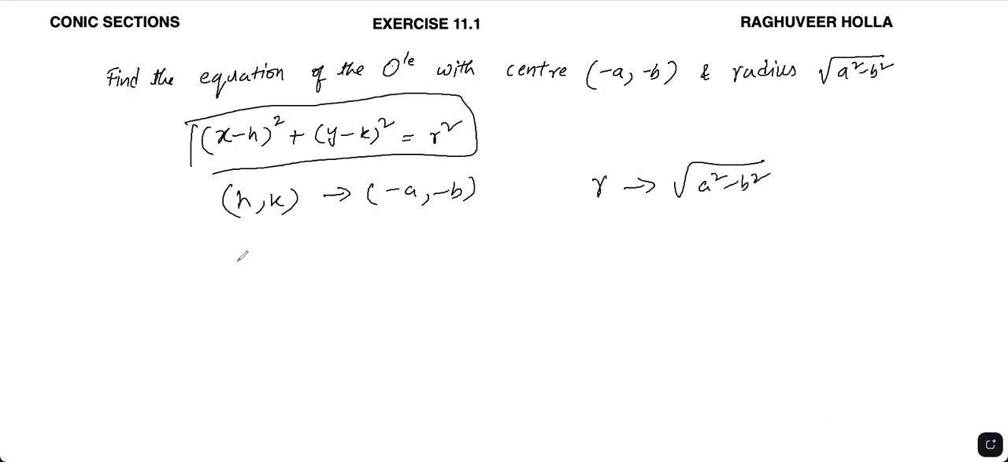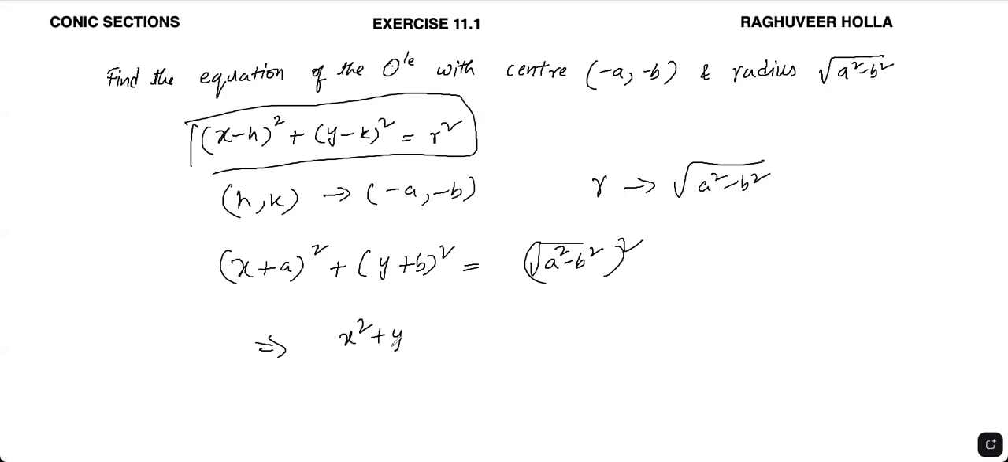So when you substitute it, this is minus of minus, so this will be plus a: (x + a)² + (y + b)² = (the square root of a² - b²)². When you try to simplify this, you get x² + y² + 2ax + 2by + 2b² = 0. This is the equation of the circle where the center is (-a, -b) and the radius is the square root of a² - b².